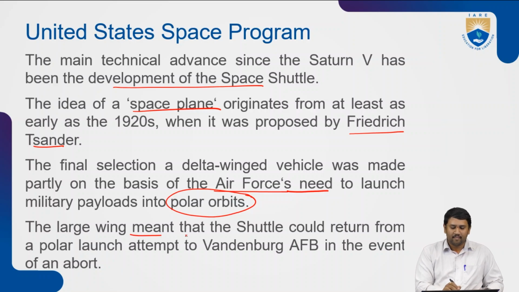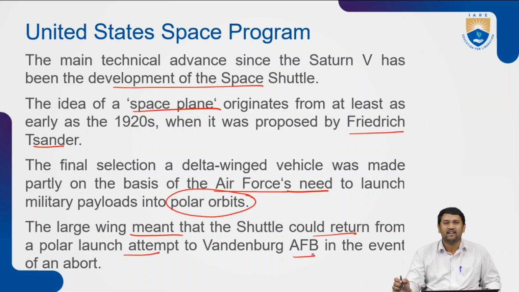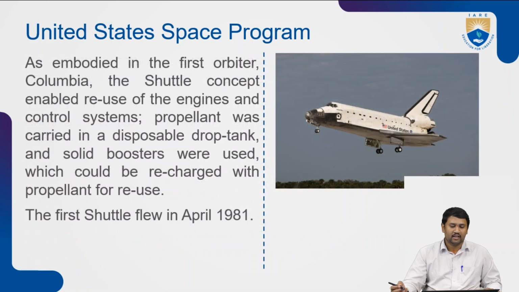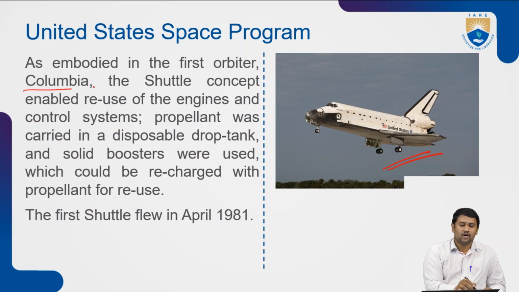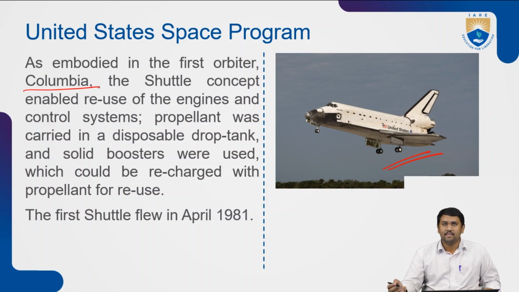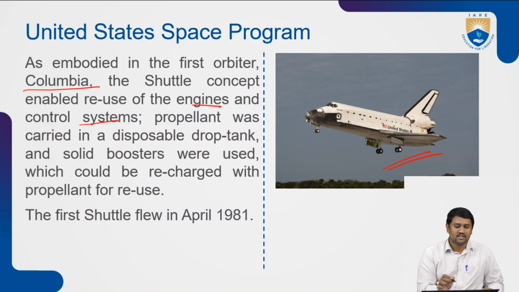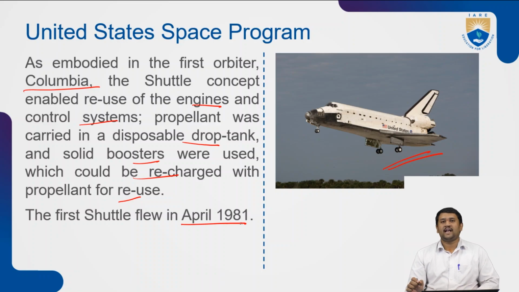The large wing meant the shuttle could return from a polar launch attempt to Vandenberg Air Force Base in the event of an abort. Right? On the right is one of the space planes that have been designed. The first orbiter, called Columbia, and the shuttle concept enabled the reuse of engines and control systems. Propellant was carried in a disposable drop tank and solid boosters were used which can be recharged with propellant for reuse. The first shuttle flew in April 1981.